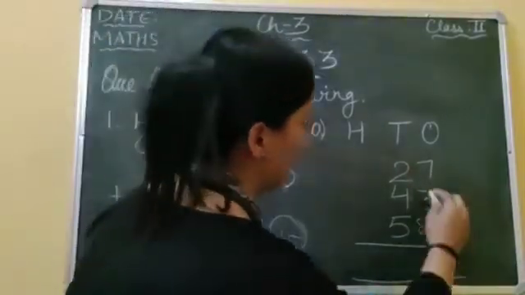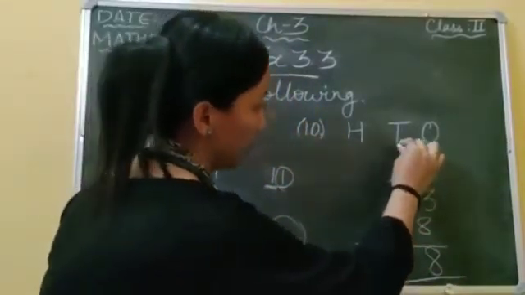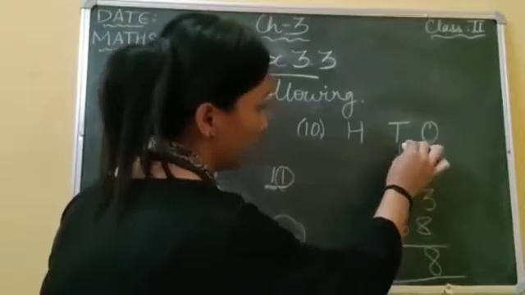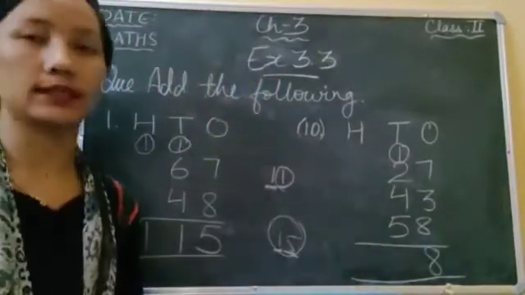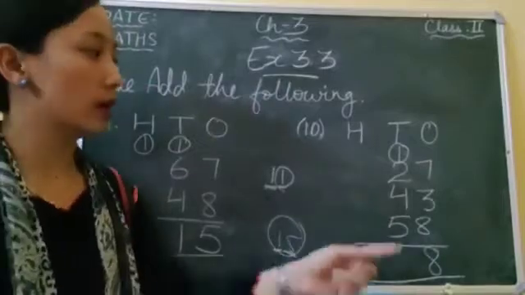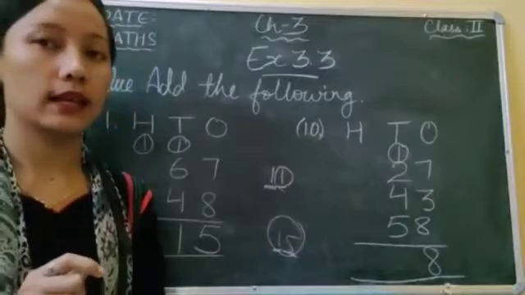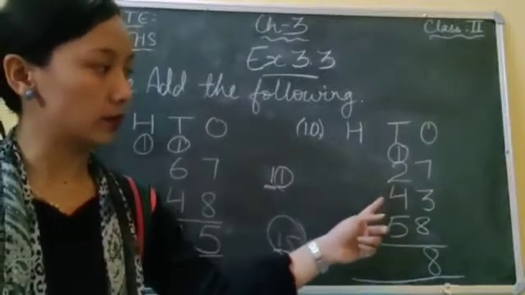So write 8 under the ones place and carry 1 ten to the tens column like this. Okay. Now let's add the tens column. 2 plus 4 plus 5 plus 1. Let's add the first two numbers.